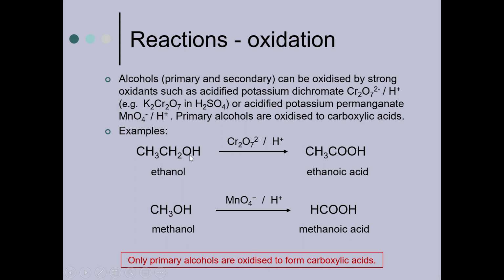So a couple of examples here. Ethanol being oxidized by the dichromate ion mixed with acid, H+, to produce ethanoic acid, which is common in vinegar. And methanol can be converted by either of these oxidants, and it will produce the carboxylic acid, methanoic acid.